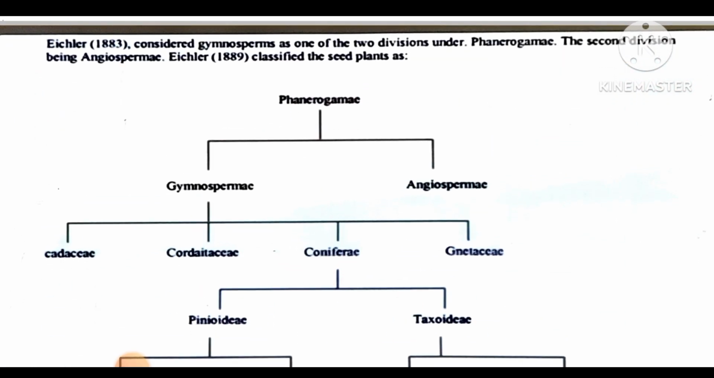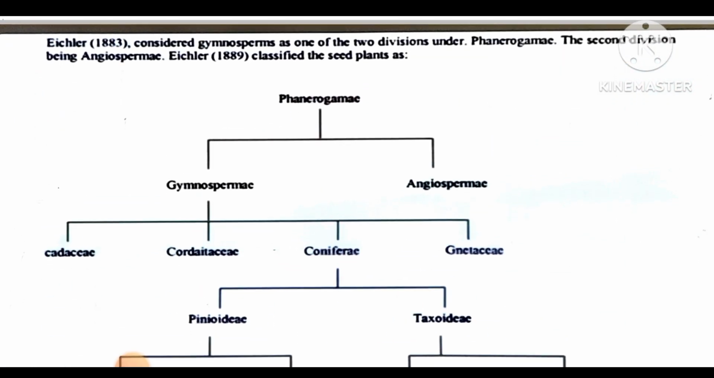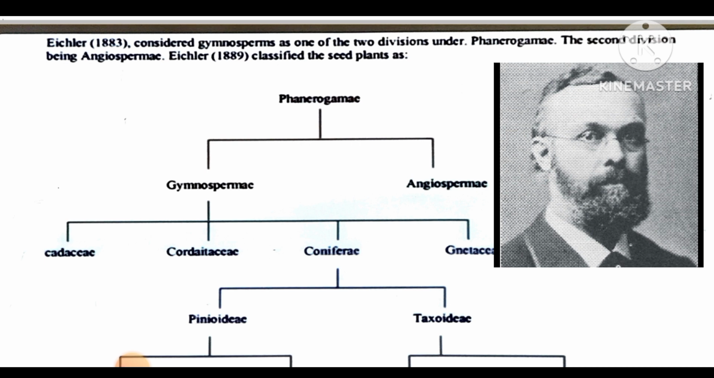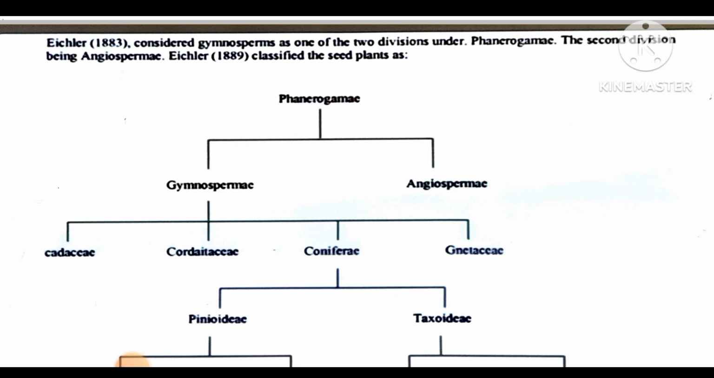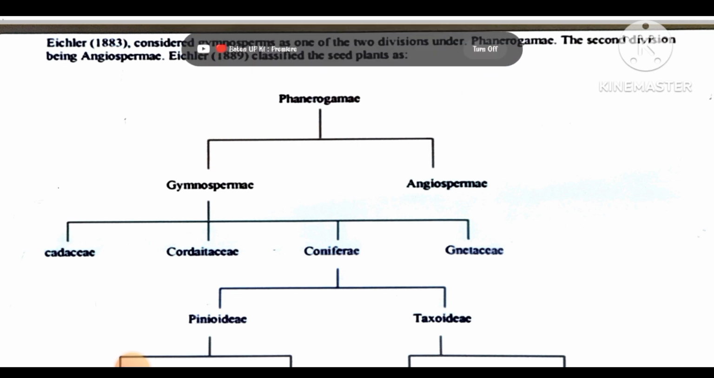And then we come to Eichler in 1883. He also divided the gymnosperms into four groups, but he put the gymnosperms under the phanerogams. Firstly, he had given the phanerogams as seed producing plants. Then he divided the phanerogams into two: gymnosperms with naked seeds and angiosperms with covered seeds, or the flowering plants. Further he divided the gymnosperms into Cycadaceae, Cordaitaceae, Coniferaceae, Gnetaceae.